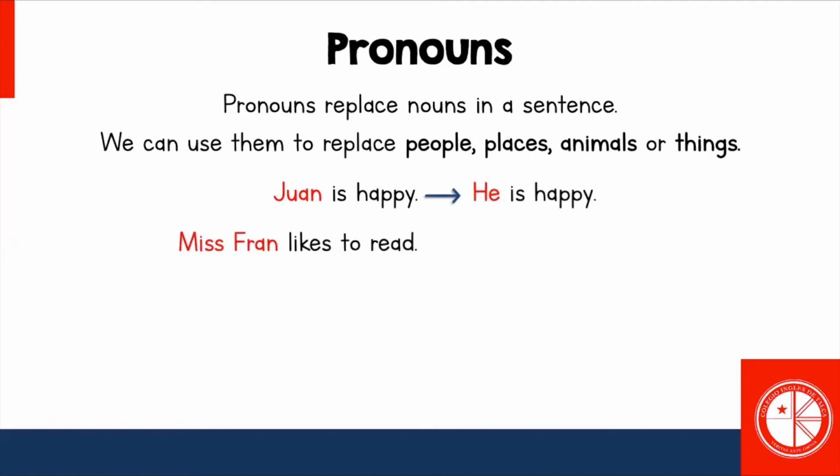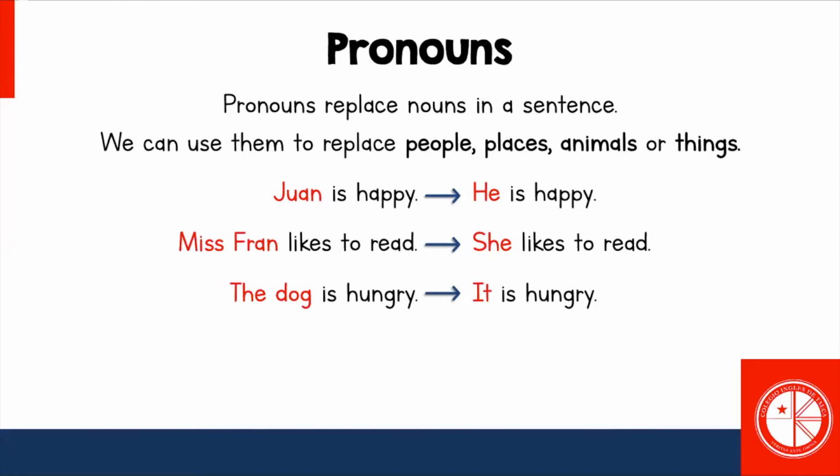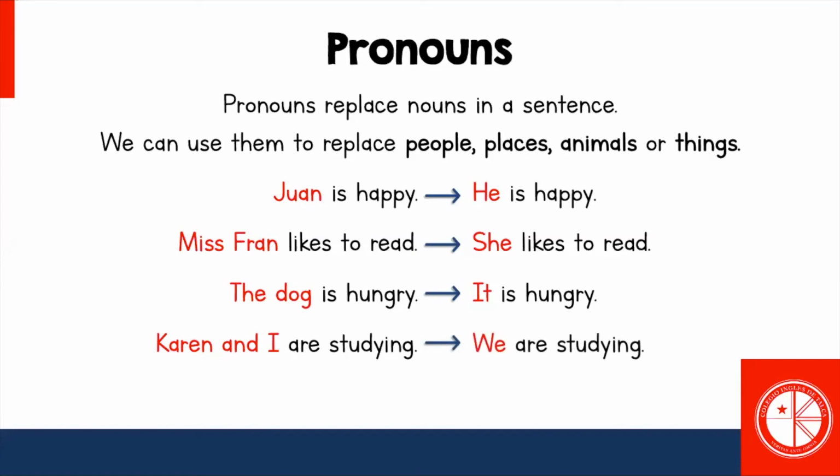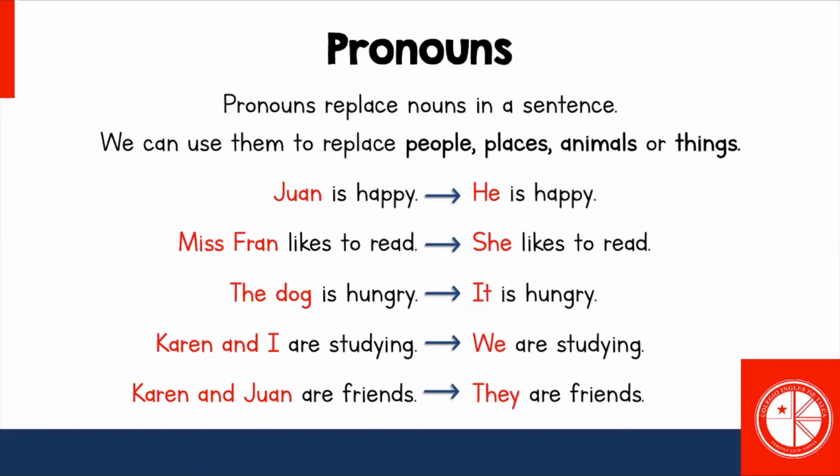Miss Fran likes to read. I can replace Miss Fran with she likes to read. The dog is hungry. I can replace the dog with it is hungry. Karen and I are studying. So Karen and I can replace it with we are studying. And then we have Karen and Juan are friends. So Karen and Juan, we replace it with they are friends.